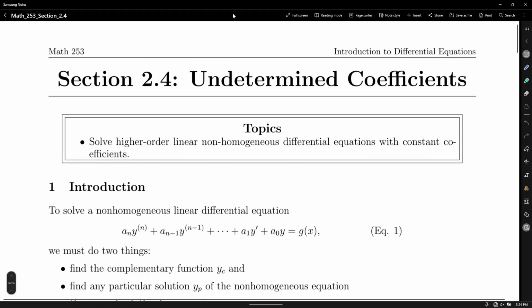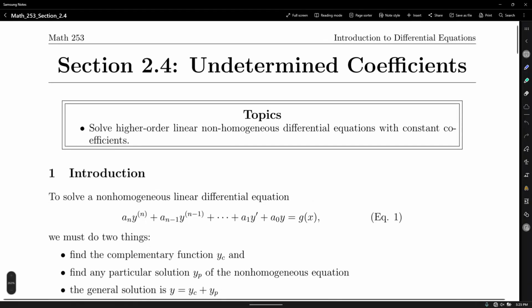So, section 2.4 about undetermined coefficients. In this section, we will solve higher order linear non-homogeneous differential equations with constant coefficients. Unlike what we did in the previous section, where the right-hand side of the differential equation, g of x, was 0. That's what makes it a homogeneous differential equation.